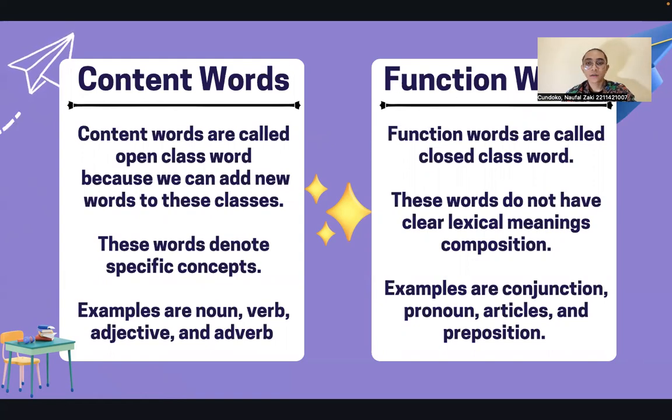The next one is the function word. Function words are called closed class words. These words do not have clear lexical meaning, and we cannot add new words to these classes. Examples of function words are conjunction, pronoun, articles, and preposition.